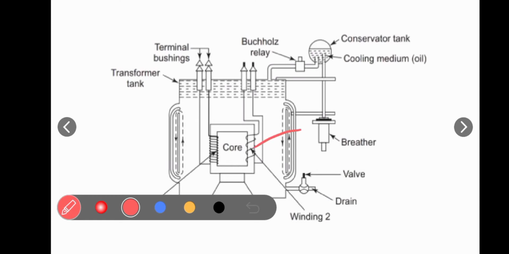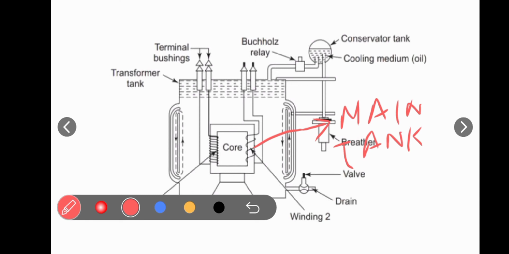So the core of the transformer is immersed in a tank which is known as the main tank of the transformer. And this main tank is fully filled with a mineral oil which is known as the naphtha oil. And this oil acts as a cooling medium. Due to the winding losses or hysteresis or eddy current losses, the temperature of the transformer increases, and this oil actually decreases the temperature and increases the efficiency.